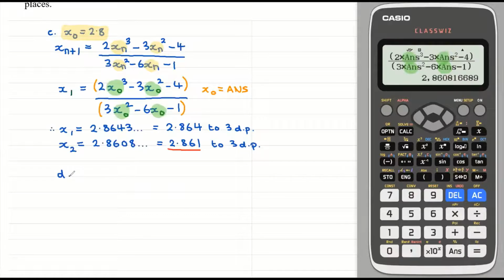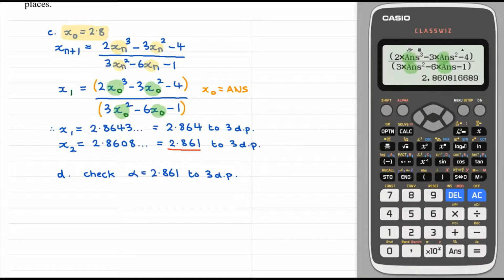So if we check this, this is the root essentially. We're going to check that alpha, our root, is equal to 2.861 to 3dp. That's what we have to confirm. All right, so let's create an upper bound.